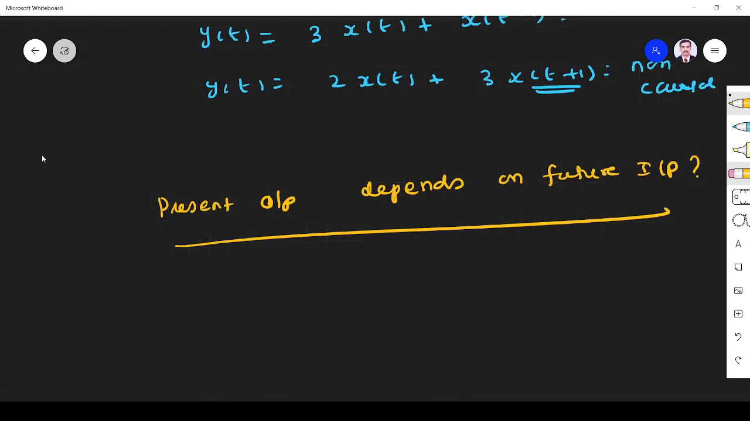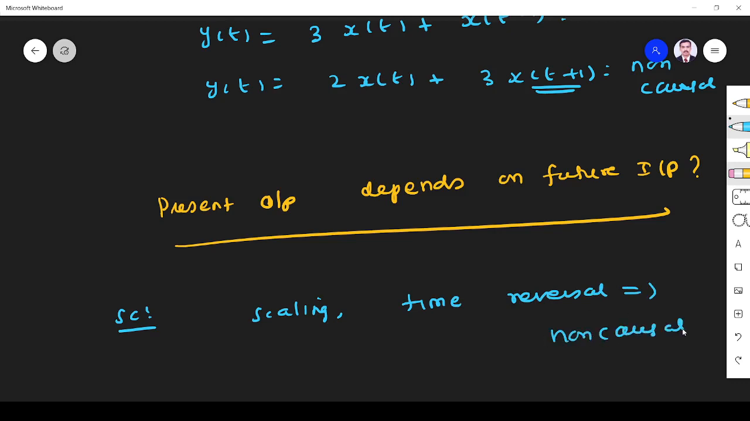Answer this in the comment section. Okay, so here we can have some shortcut. If your system equation has scaling and time reversal appearing, it is non-causal only. You don't need to check.